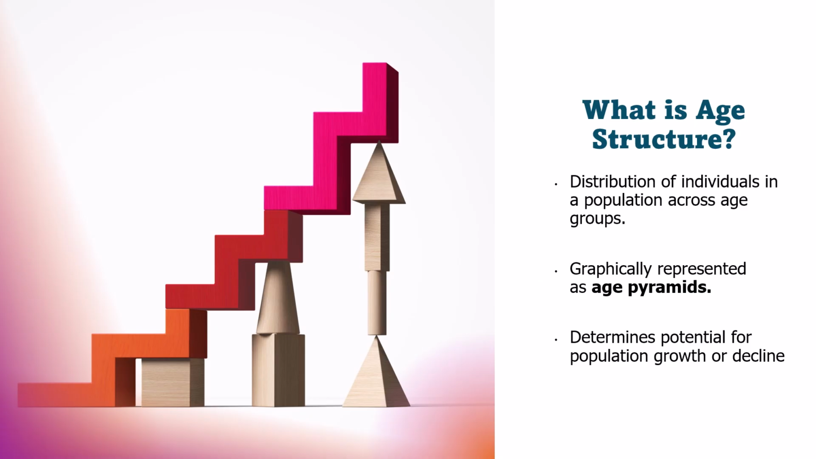Now let us pivot to age structure. This refers to how individuals are distributed across age groups in a population, usually presented as age pyramids with the young at the bottom and the elderly at the top. Age structure is vital because it determines future growth potential. A population packed with children will grow quickly once they reach reproductive age, while one dominated by the elderly may shrink.